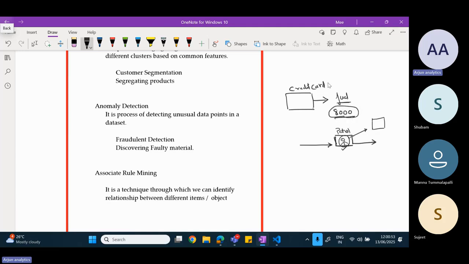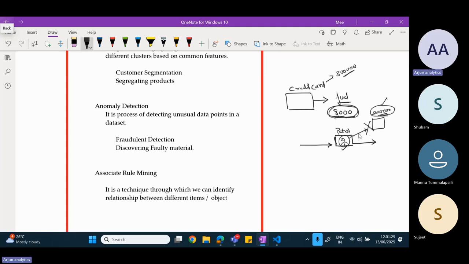Maybe my credit limit is around 3 lakhs. This gentleman will go to a jewelry shop and not spend just 8,000. He wants to buy some necklace for 2 lakhs, something like this. Usually my transactions are small, so suddenly a 2 lakh transaction happening is unusual. Immediately this transaction is blocked.